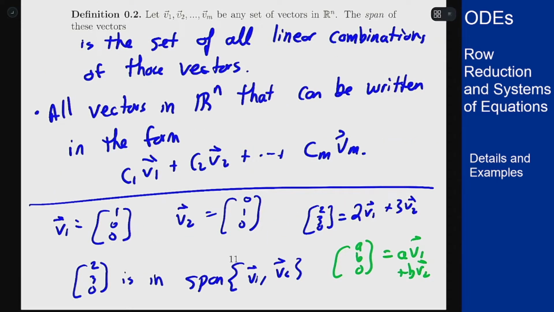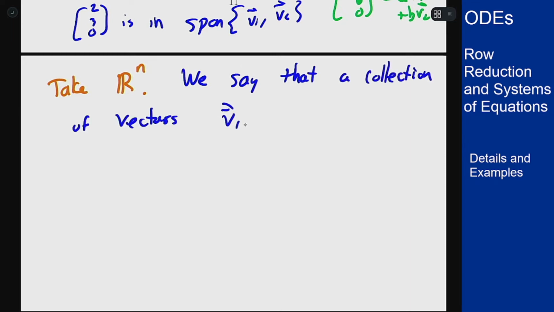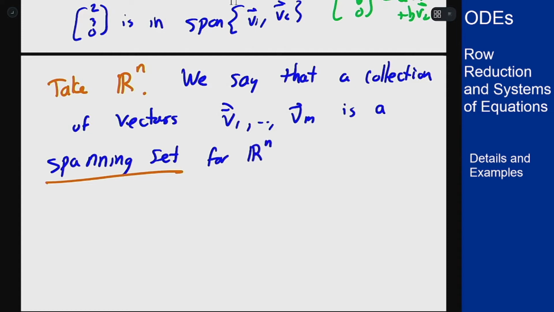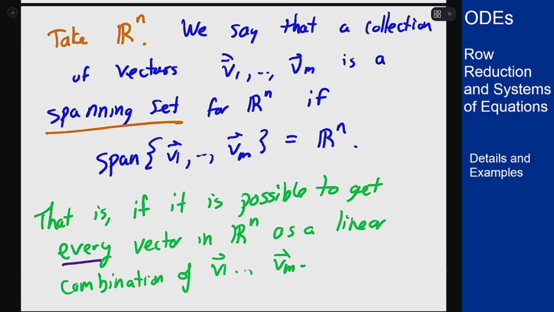So a related definition to this is that of a spanning set, which kind of goes in the other direction. So if we take, say, our vector space Rn, the set of all n component real vectors, we say that a collection of vectors v1 up through vm is a spanning set for Rn if these vectors are all in Rn and their span equals Rn. The idea here is I have a spanning set if it is possible to get every vector in Rn as a linear combination of these v1 through vm. If they are different enough that they cover everything, then we say we have a spanning set for this vector space Rn. We'll come back to this idea a little bit later.